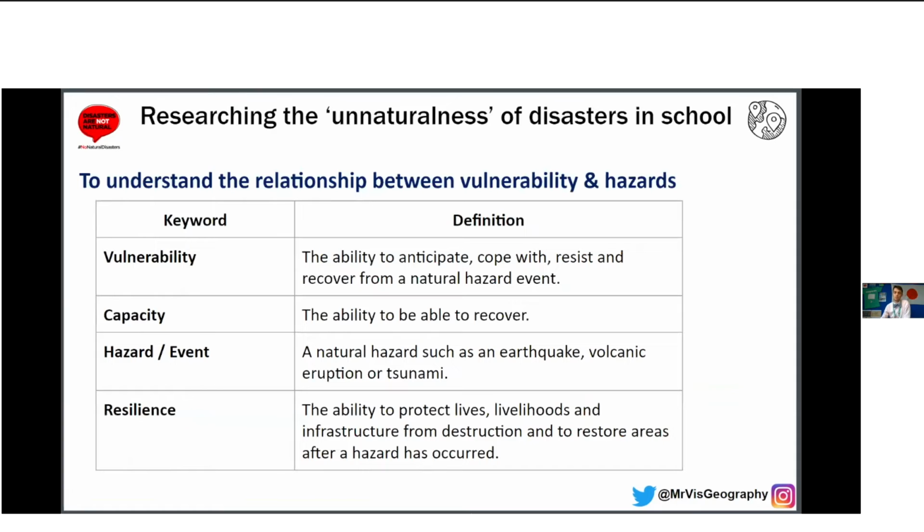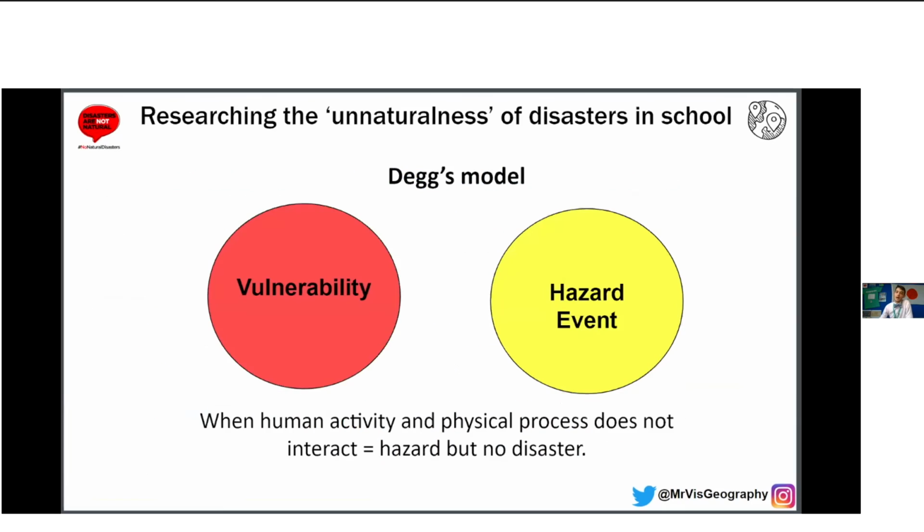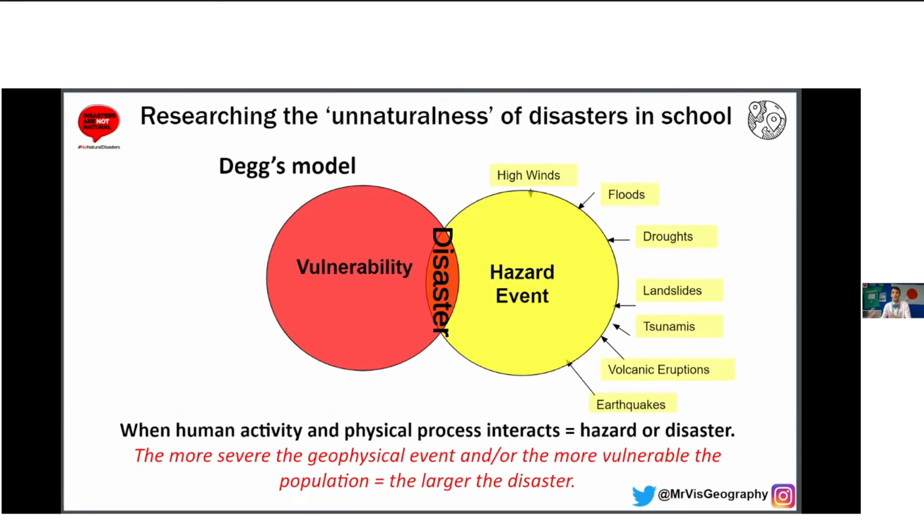So we do clarify a few terms like vulnerability, capacity to cope, a hazard and an event, and resilience, because they're all very technical terms that students might use but not necessarily fully understand. And one of the things we need to teach when we teach that lesson at A-level, we look at Degg's model of vulnerability and hazard, and saying, well, vulnerability, you can have a society that has low quality infrastructure, you can have a hazard. If they don't overlap, you won't end up in a disaster. If they do, it can lead to a disaster.